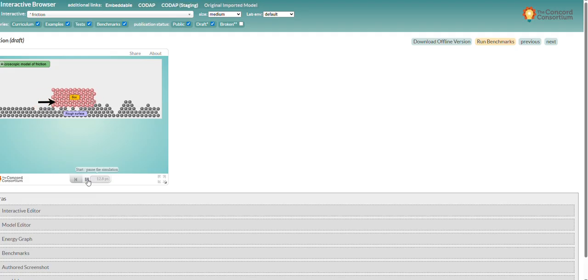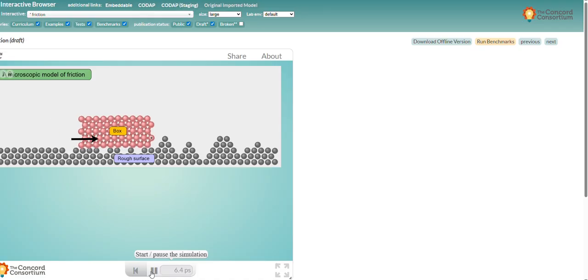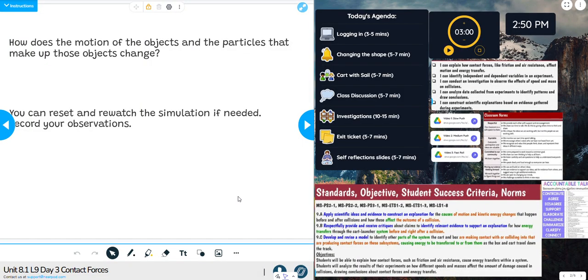What do you notice? What do you wonder? Here's the video again. Reset. What do you notice? What do you wonder? After you finish with your observations about what happens to the particles of the 2 objects, if you've reset, you can add any additional observations here.